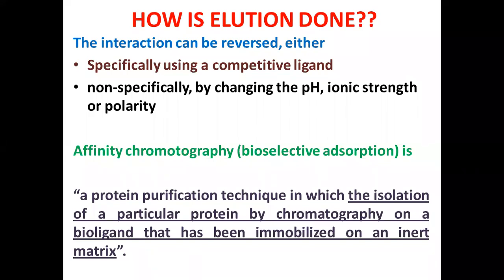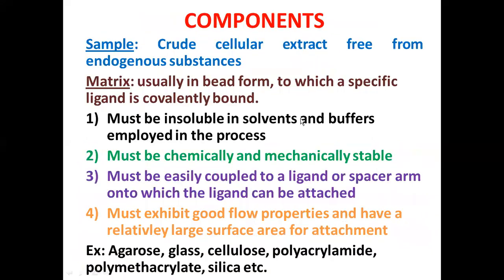The matrix will be a material present in the column, and this matrix will be in bead form. Over the outer surface of these matrix beads, the ligands are covalently linked. So these ligands are covalently linked, and over the surface of the ligands, the protein molecules are going to adsorb. Therefore, this is called bioselective adsorption. These ligands are chosen in such a way that the selective adsorption of the solute or the proteins or biomolecules will take place over the surface of the ligands. Therefore, this chromatographic technique is called the bioselective adsorption chromatographic technique.